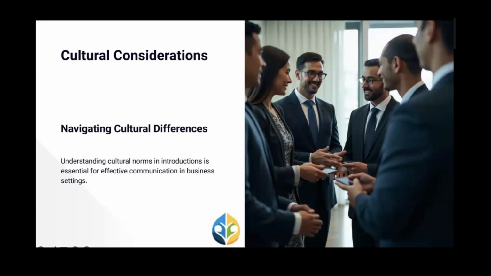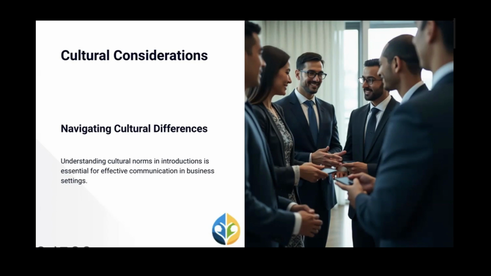Cultural considerations. Cultural norms dictate how introductions are made, varying significantly from one country to another. This is just a high-level example. In many Asian cultures, exchanging business cards is a fundamental part of the introduction process, while in Western cultures, a handshake or verbal introduction may suffice. Right? Research shows that 70% of business professionals believe that understanding cultural differences in communication improves business relationships and outcomes.